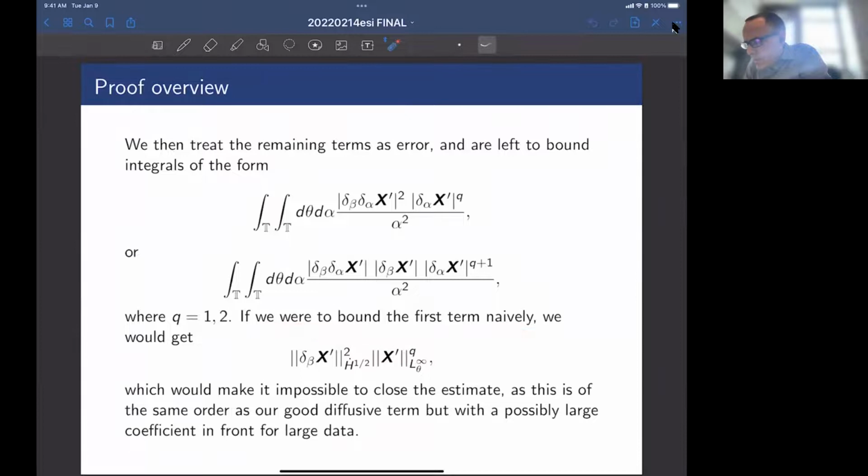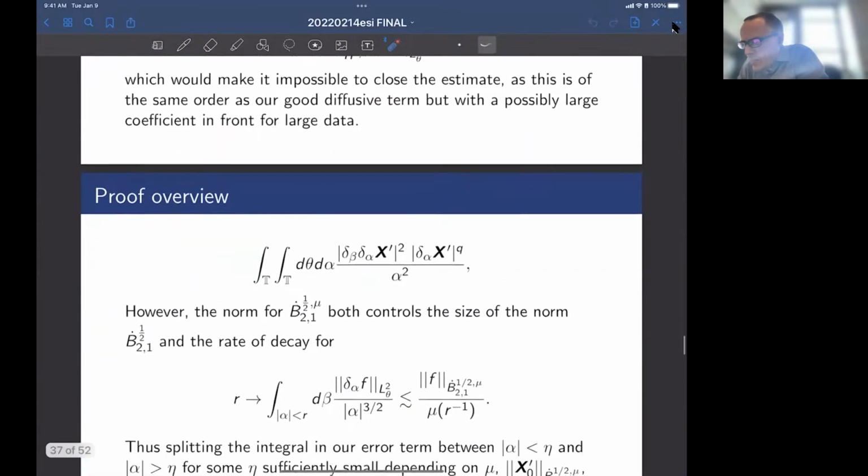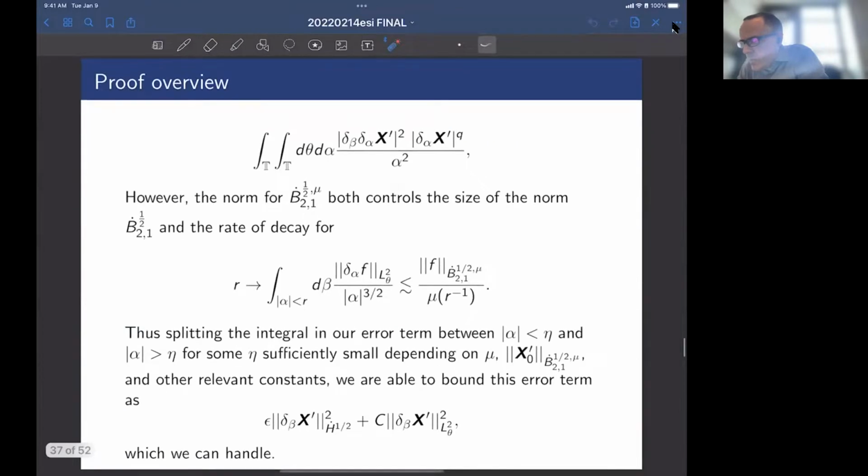If we were to bound the first term, the one up here, naively, we would get delta beta of x prime in h1/2 and x prime in L infinity to the power q, which would make it impossible to close our estimate. This is of the same order as the good diffusive term, but with a possibly large coefficient in front for large data. And so this would have a large constant that we wouldn't be able to absorb into our diffusive term. And okay, so this is the term we were looking at first.